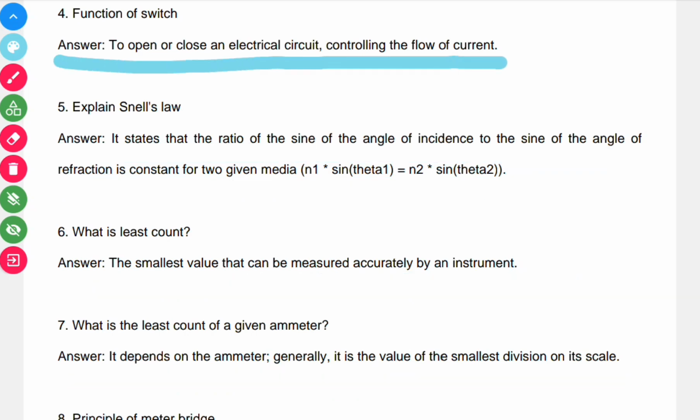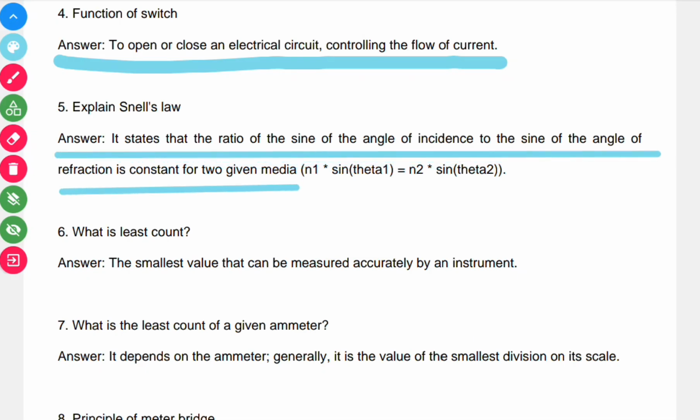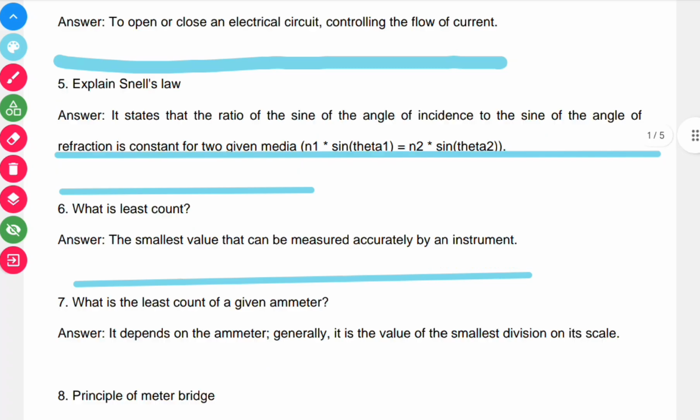Function of switch: to open or close an electric circuit controlling the flow of current. So the ratio of sine of angle of incidence to sine of angle of refraction is constant for two given media. Okay. What is least count? The smallest value that can be measured accurately by an instrument.